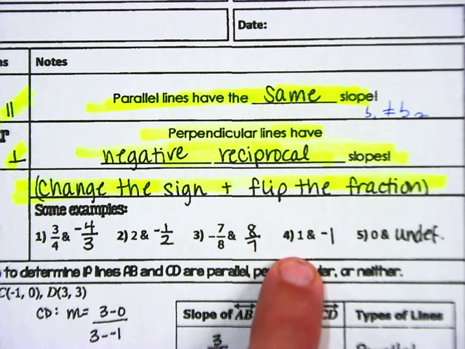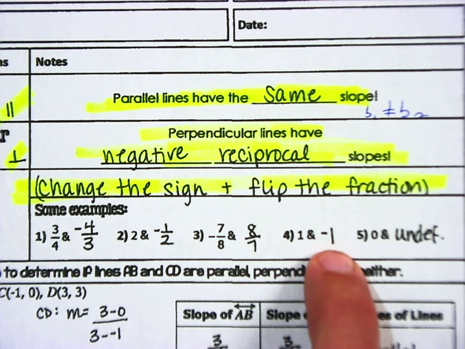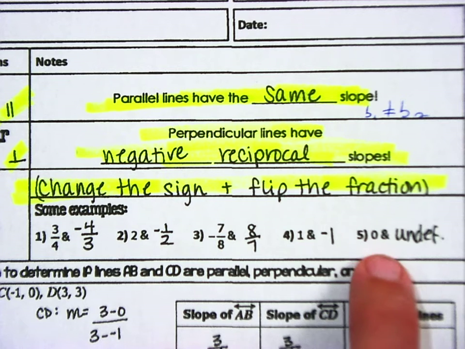If you flip 1, you still have 1, but if you change the sign, it'll be negative 1. And if you flip 0, like if you have 0/1, now you have 1/0. You guys know that's undefined, or like an error message on your calculator.